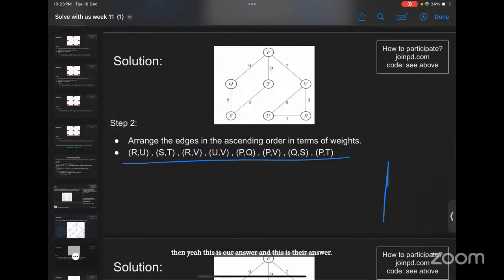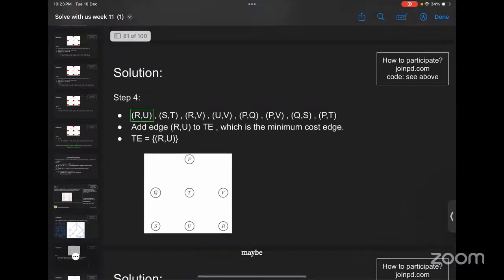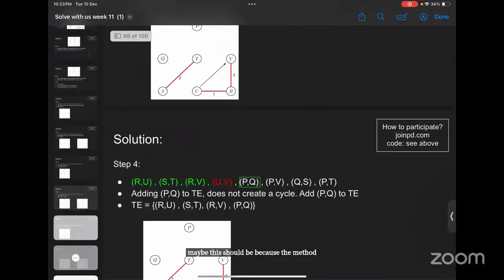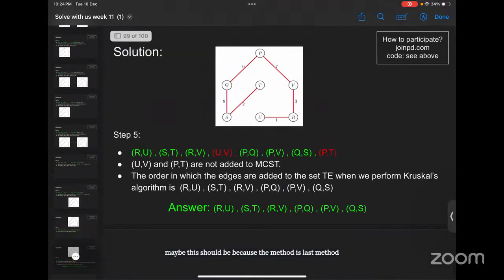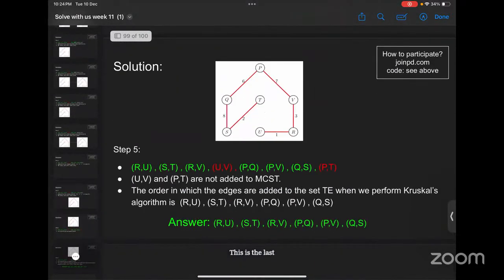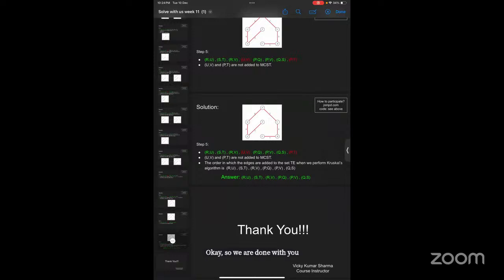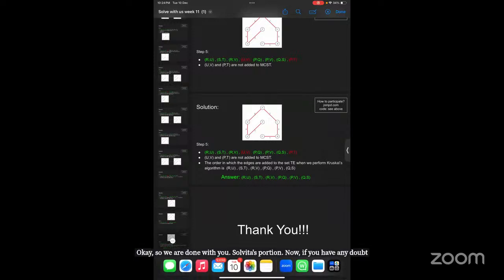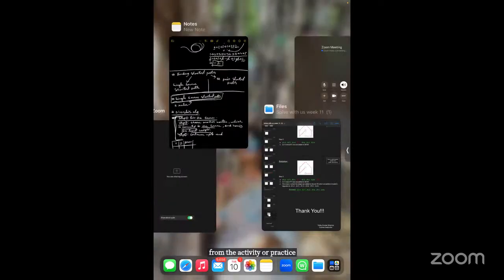Okay. Any doubt? No, ma'am. So, ma'am, maybe this is the last question, because the method is the last method. This is the last question here. Yeah. Okay, so we are done with the solve-with-us portion. Now, if you have any doubt from the activity or practice assignment, then let me know.